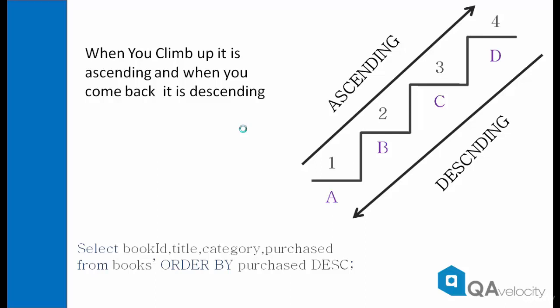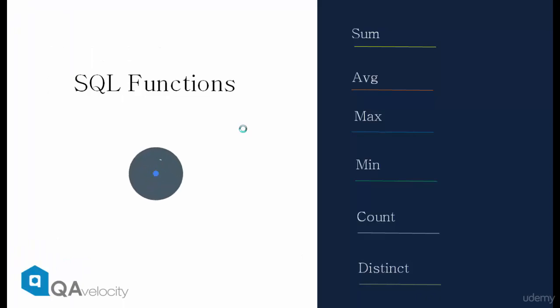And the query is: select book ID, title, category, purchased from books order by purchased descending. Now it will reverse the books by purchase date in descending order. So Jeff would be easily able to get the list in reverse order, and this resolves his problem.